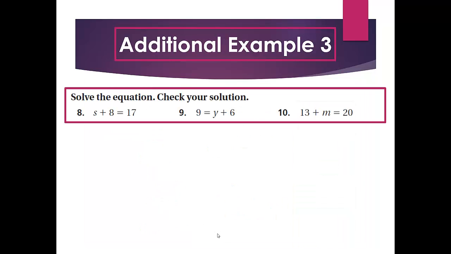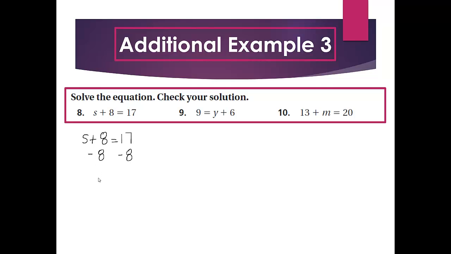Now we have an additional example. You can pause the video and try it on your own, or you may follow along. Solve the equation and check your solution. So for number 8, we have s plus 8 equals 17. We want to undo the addition, so we're going to subtract 8 on each side.